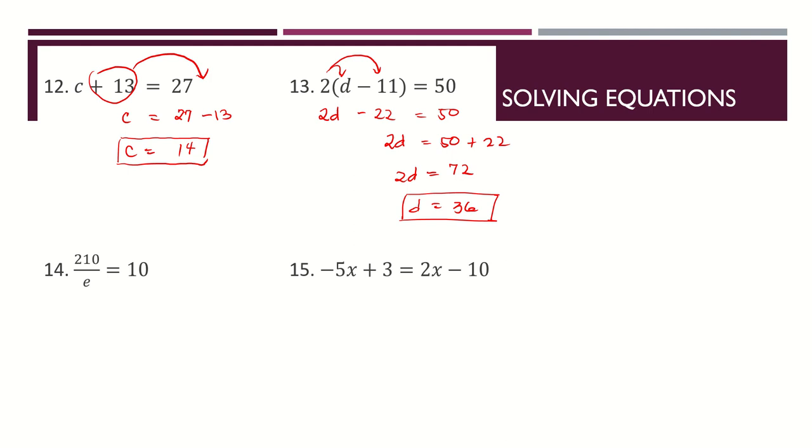Next, so for number 14, okay, we see a denominator here, no? Wala naman tayong itatranspose. Okay, so kapag ganyan, we apply MPE first to eliminate the denominator. And then, saka tayo mag-DPE. Okay? So, multiplying the whole equation by the denominator E. Okay? So, cancel na to. Therefore, we have 210 equals 10e.